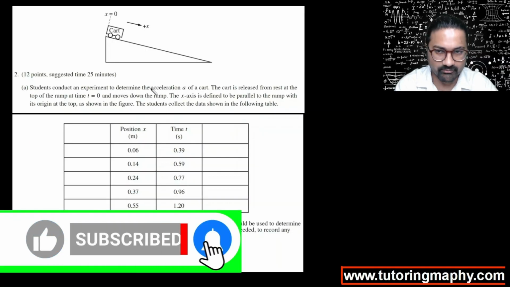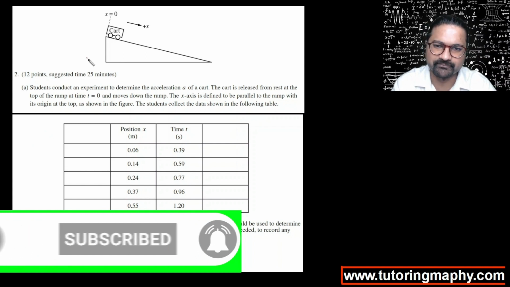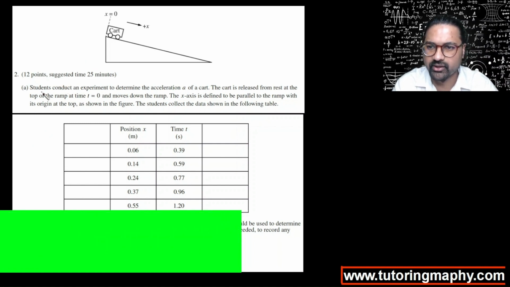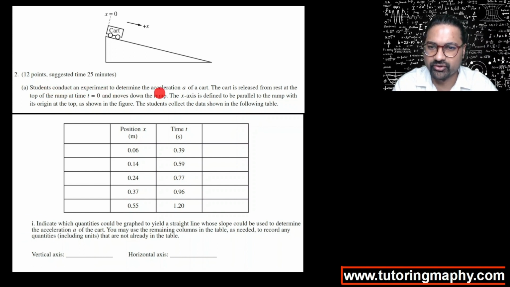The question is based on an inclined plane, a cart, and a position versus time curve. This is what we can see in a bird's eye view. Let's read it out. Students conduct an experiment to determine the acceleration of a cart. So this is a cart over here. It's rolling down, and we have to determine the acceleration of the cart using an experiment.